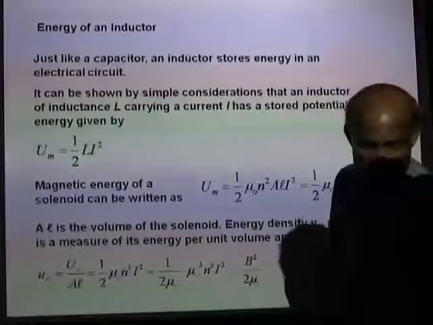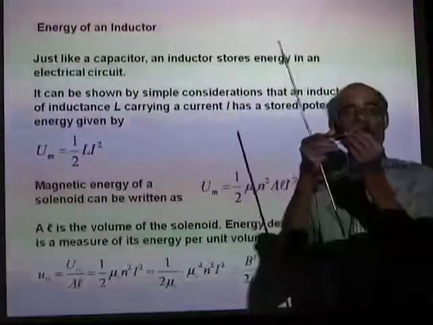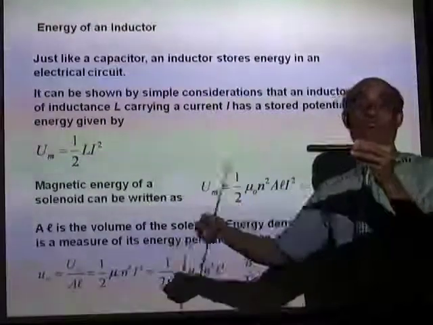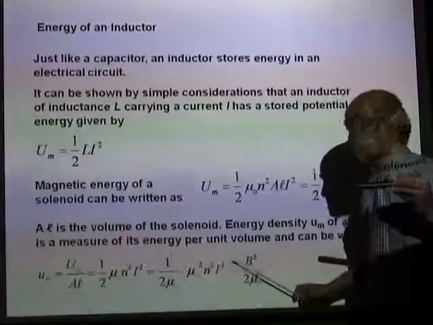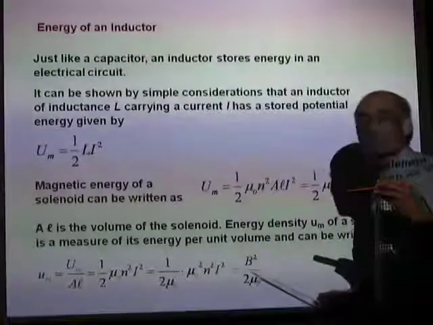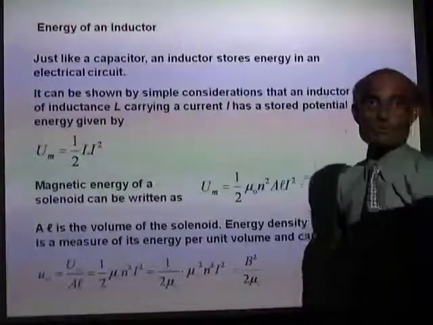In fact, when you say a solenoid, you're talking about an inductor of this type. So an inductor in the form of a solenoid has an energy density given by 1/2 B squared over mu 0, or B squared over 2 mu 0.